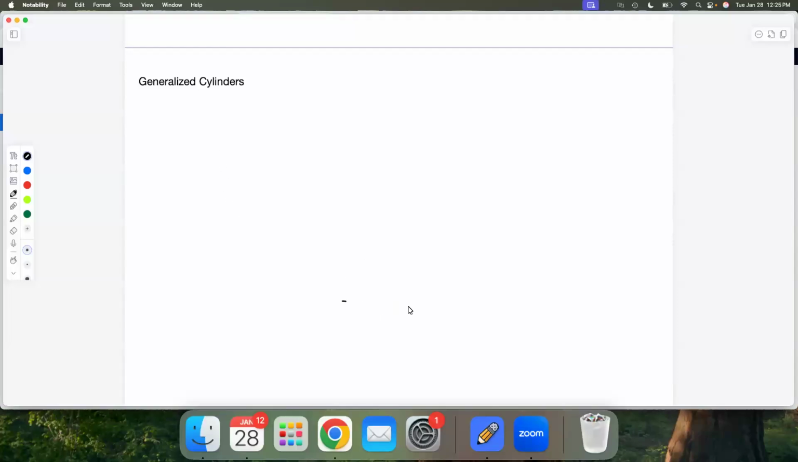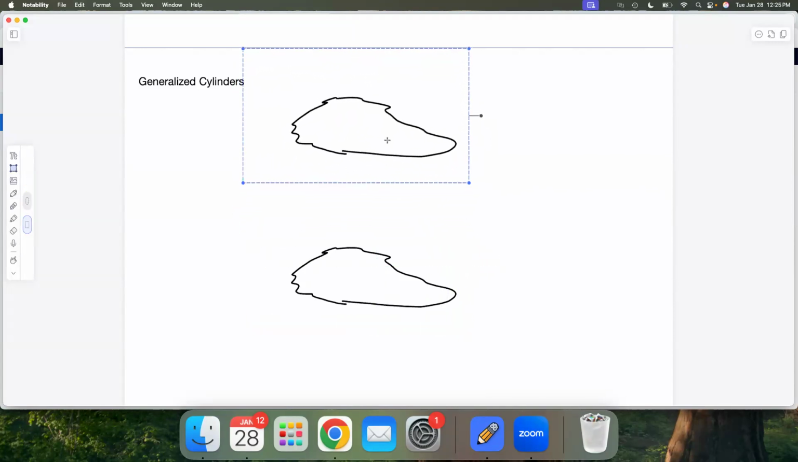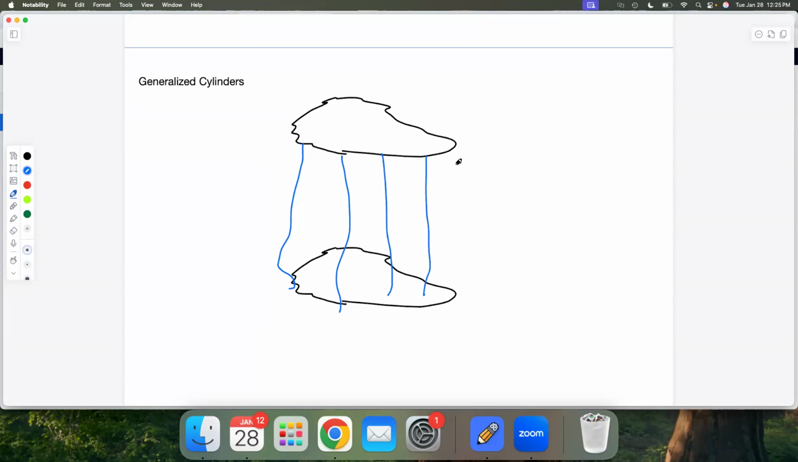So if I have any shape here, it really doesn't matter what it looks like, and I have that exact same shape on a parallel plane, and then I connect it with a bunch of parallel lines. I know they're not very good looking lines, but they're all supposed to be parallel lines. So this shape I've drawn here happens to be a right cylinder, and these red lines are supposed to be the back.